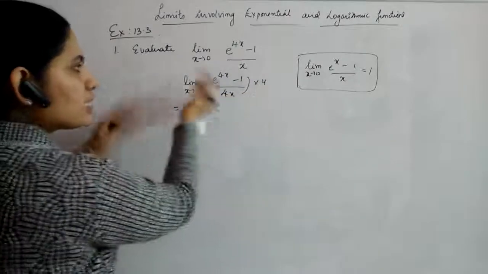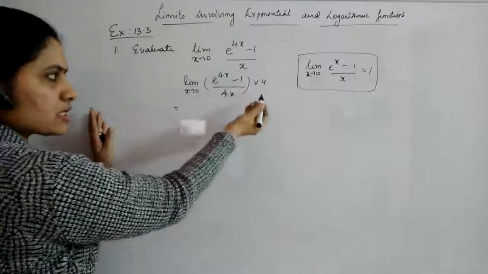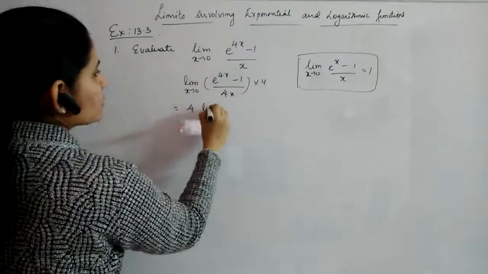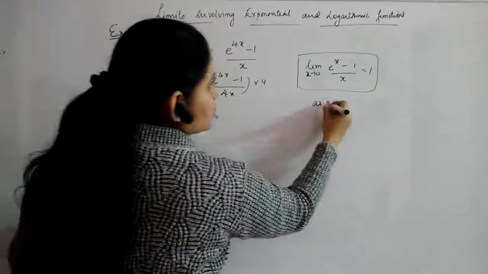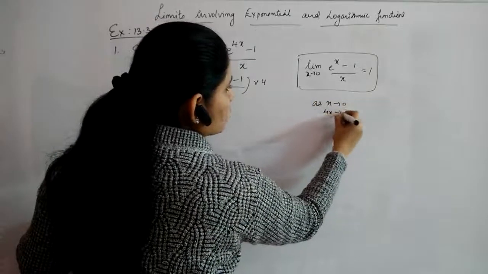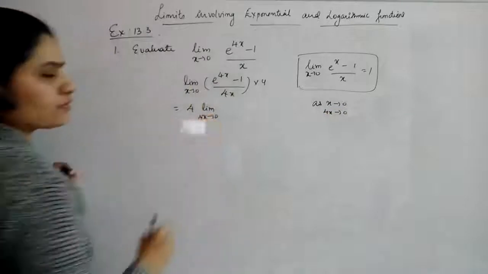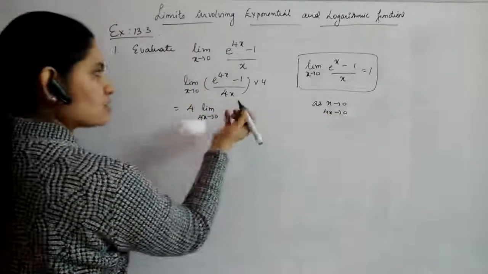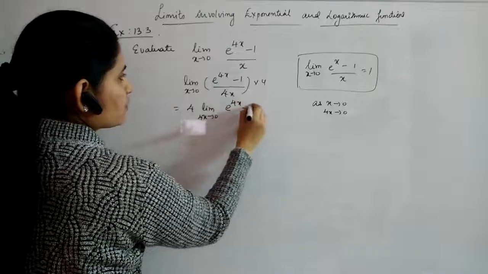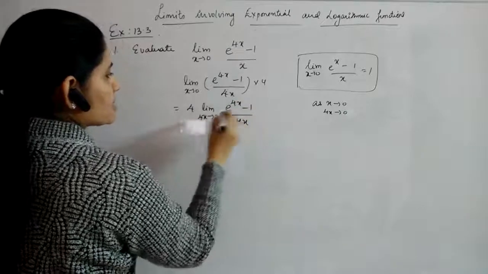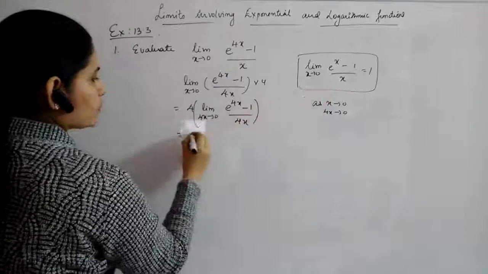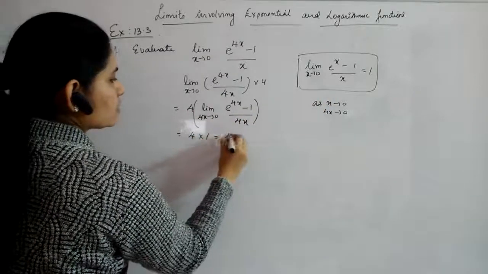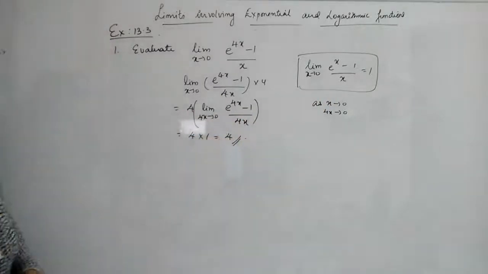Now this 4 can be taken out of the limit because it is a constant. Again x tends to 0 is same as 4x tends to 0. So if you want you can write here 4x, or else if it is x tends to 0 then also it is okay. E raised to 4x minus 1 by 4x, and what is the limit of this function? It is equal to 1. So you'll get 4 into 1 which is 4. So the value of this limit is 4.